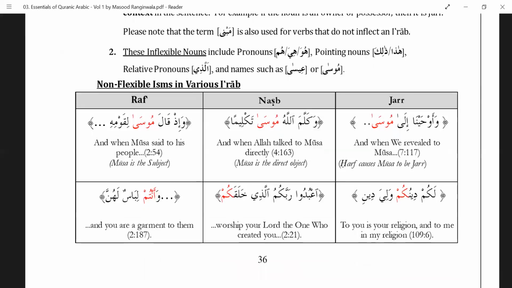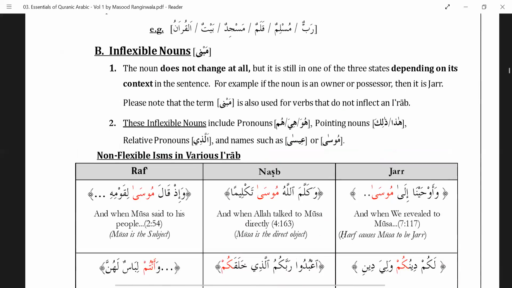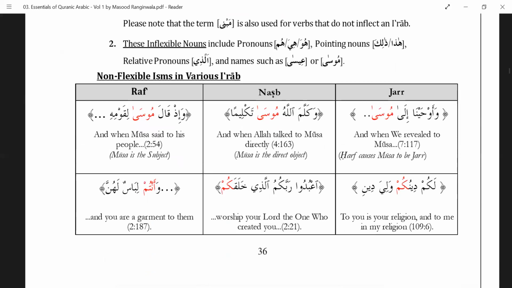They are also inflexible. Like you have pronouns: huwa, huma, hum. You have the pointing nouns: hada, dhalika. Relative pronouns: alladhi, alladhina, alladhani. And then you have names such as Isa or Musa which end in alif maksura. Now there is an example given here.